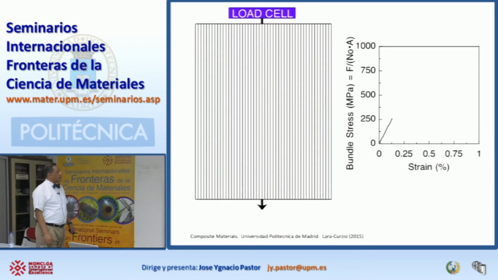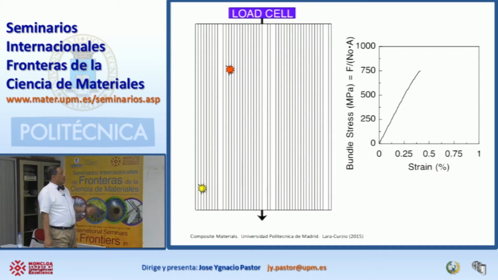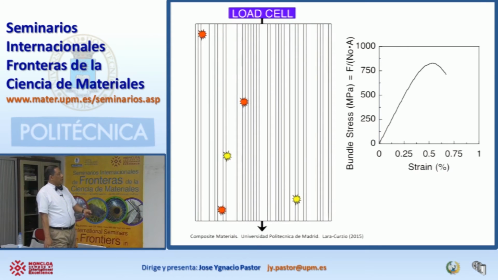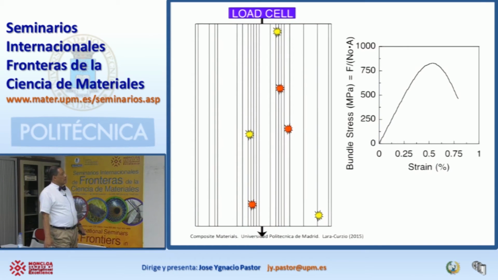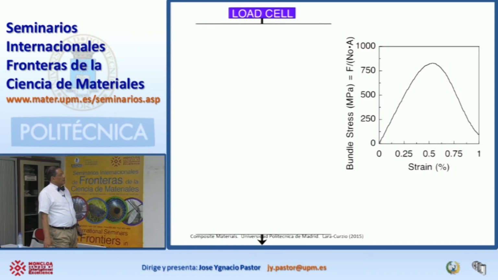And there it goes. We start pulling, and you can see the stress. And now the fibers start to break. And they break at different loads because they obey a Weibull distribution. Okay? So what did we find?